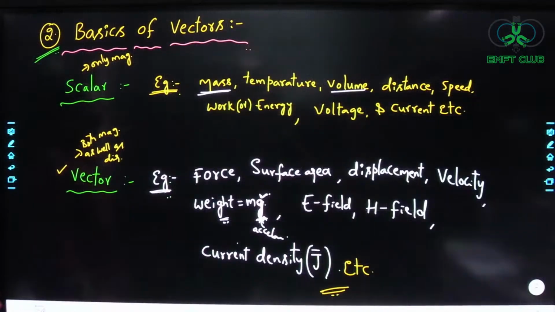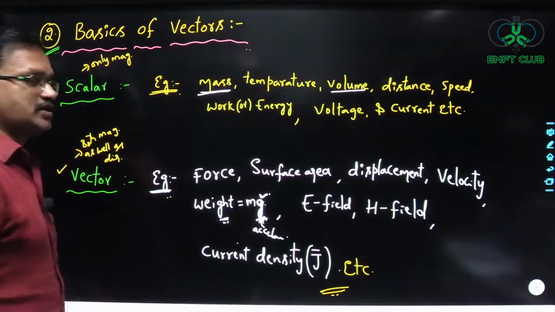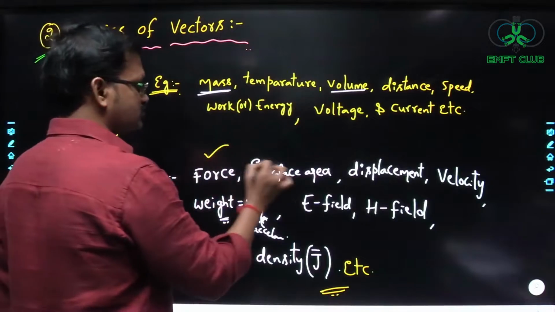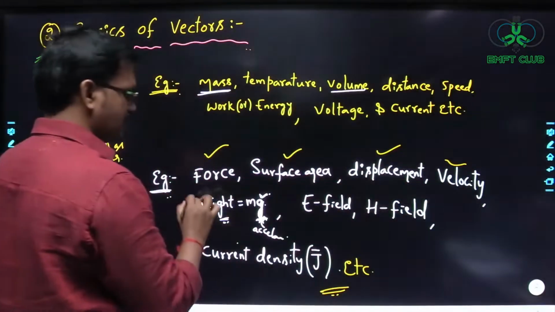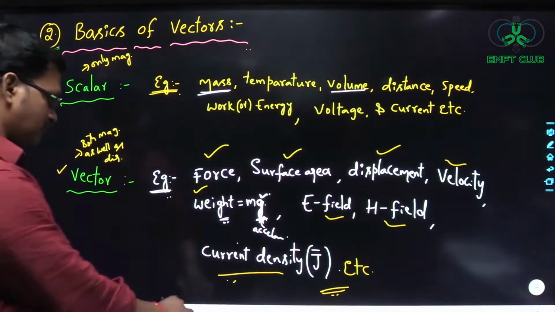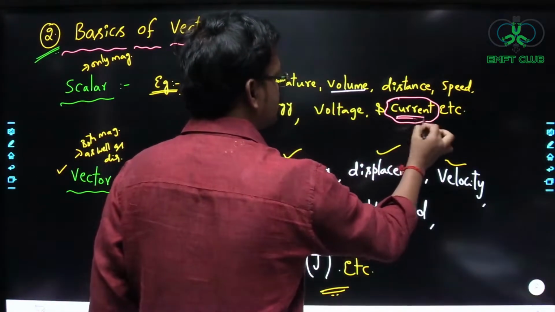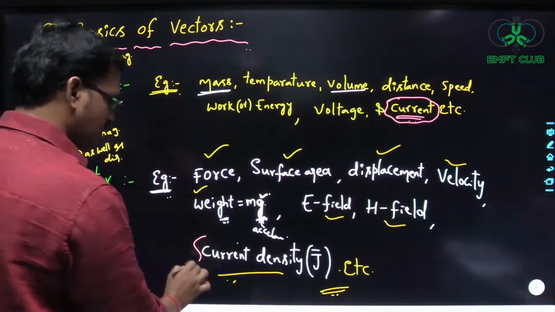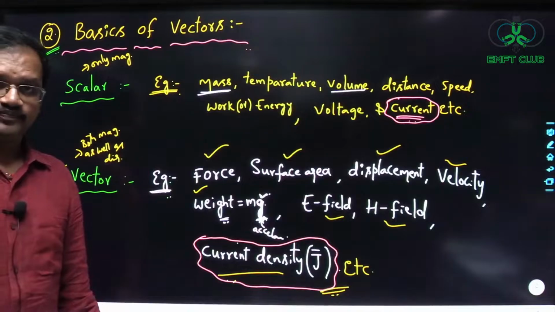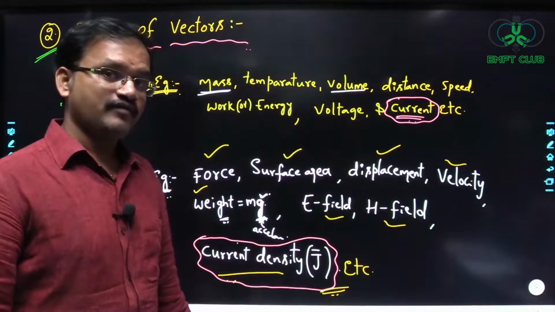The examples for scalar quantities are mass, temperature, volume, distance, speed, work or energy, voltage and current, etc. Whereas the examples for vector quantities are force, surface area, displacement, velocity, weight, electric field, magnetic field and current density, etc. Now if you observe here, current is a scalar quantity, whereas current density is a vector quantity.